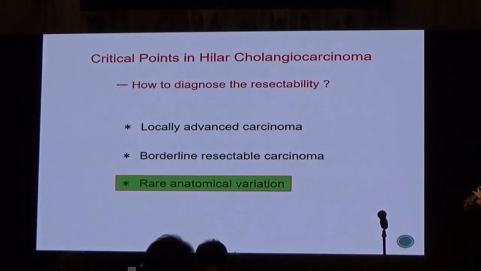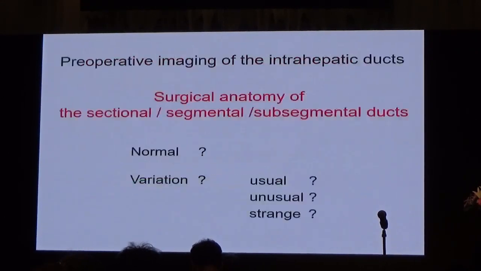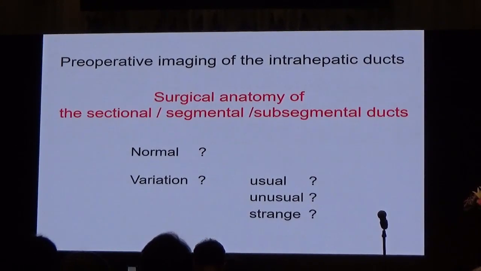But here, we must be very, very careful to investigate the possible existence of anatomical variation of both the biliary structure and vascular structure. Now I will show you a very strange anatomy. Anyway, we must be careful to diagnose sectional, segmental, and subsegmental bile ducts. And we must be careful not to overlook the unusual or strange biliary variation.